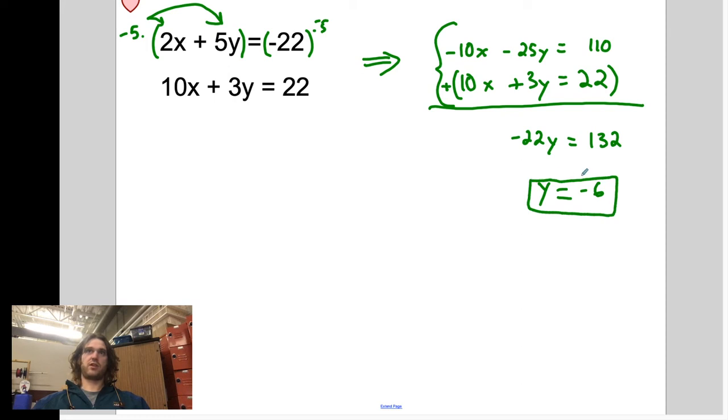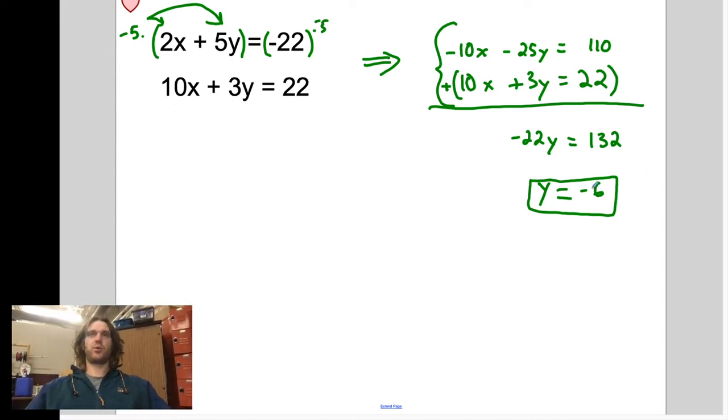So you would probably use a calculator for that. I had to when I did it the first time today. So 132 divided by 22 gives us -6. I never meant to memorize my 22s on the multiplication chart, apparently. Really was slacking when I was in elementary school, I guess.